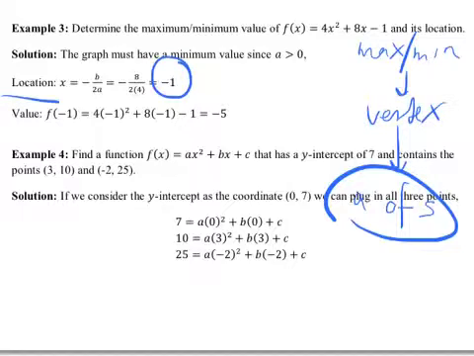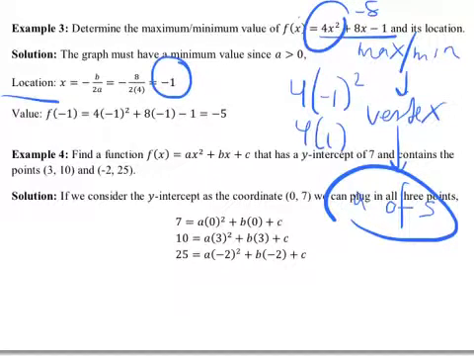So there's the location, that's one part. Then we want to determine the max or min value. So we plug the x value into the function to get the vertex. So we take a negative 1. Alejandro, when we square a negative 1 now, it's a positive. So it's 4 times negative 1 squared, which is 4 times positive 1 there. So it's 4. This is going to become negative 8, which is negative 4. Minus 1 is negative 5. So the vertex is negative 1 comma negative 5.